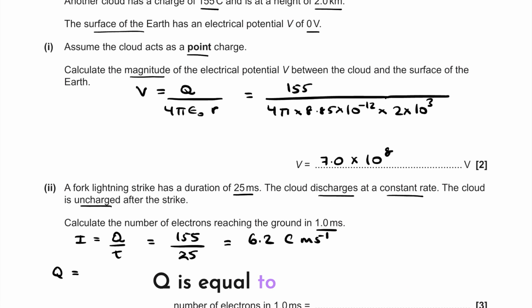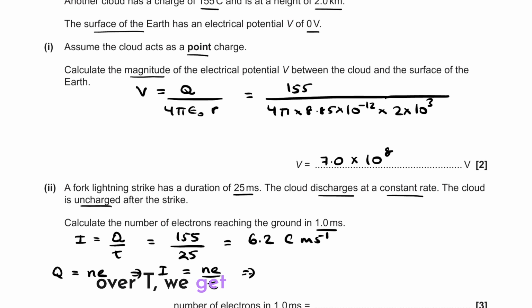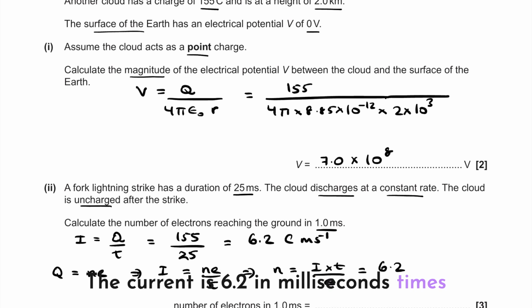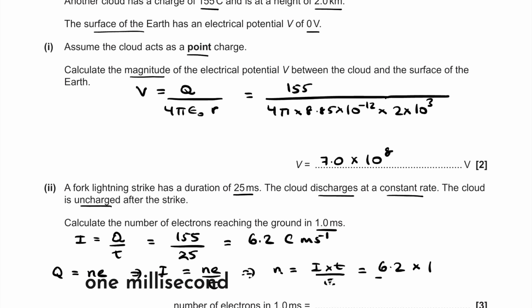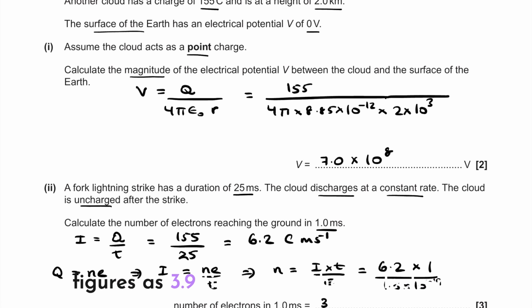Q is equal to Ne, right? If we reuse this equation, I is Ne over t, we get N as I times t over e. The current is 6.2 in milliseconds times 1 millisecond divided by the charge, 1.6 times 10 to the minus 19 coulombs. That gives me a value to two significant figures of 3.9 times 10 to the 19 electrons.